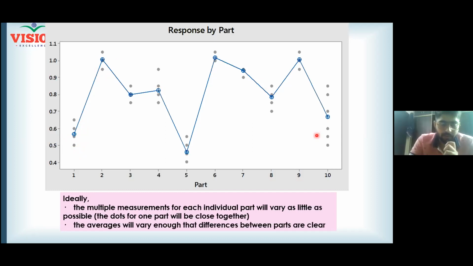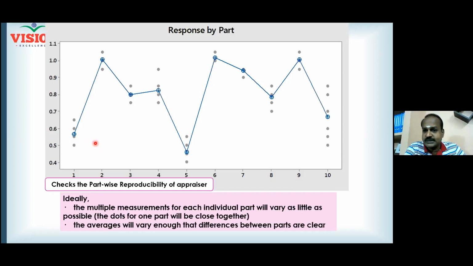In this graph, the points are the individual points which were measured. We are not talking about X bar over here. X bar is indicated here. For all 9 readings, you can take the average. That average is the blue color point. The average of the 9 readings is here. The 4 dots visible over here can't be said to be 4; it represents 9. Some of them overlap. It represents that we have measured a particular characteristic that many times, and we put all those measurements at this place. So it checks the part-wise reproducibility of the appraiser.